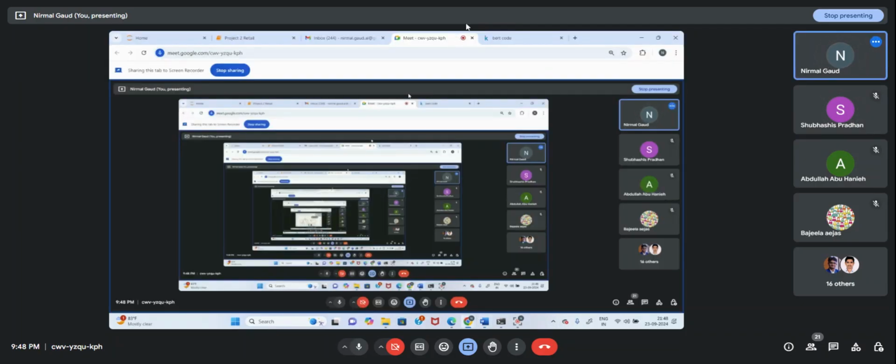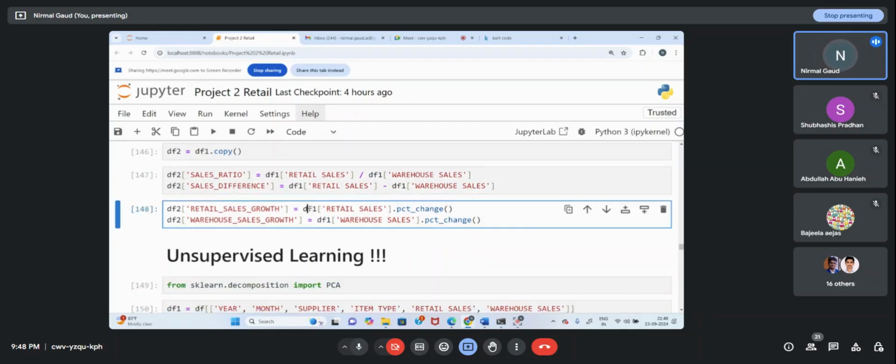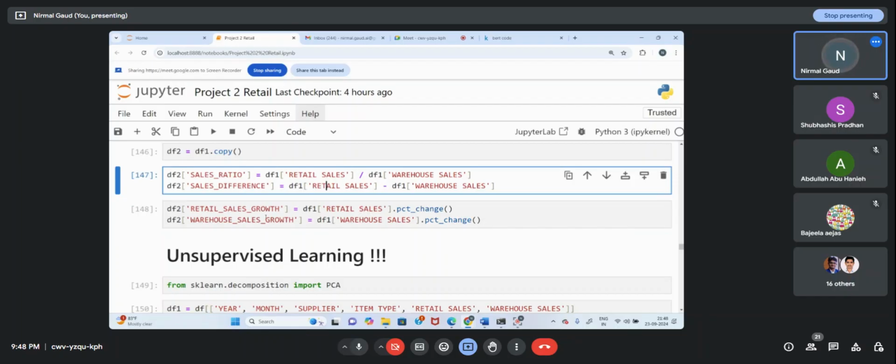Then I proceeded ahead. These are some feature engineering steps. You can create a sales ratio and a sales difference also. These are two additional features which you can create in the data. However, ultimately, sales ratio will again depend on retail sales and warehouse sales because they are created from these features only, so a dependency, a correlation, can be obtained. These are present in the code. You can apply regression on DF2, the new data frame with these features present. Try to find the correlation first and then you can do it.